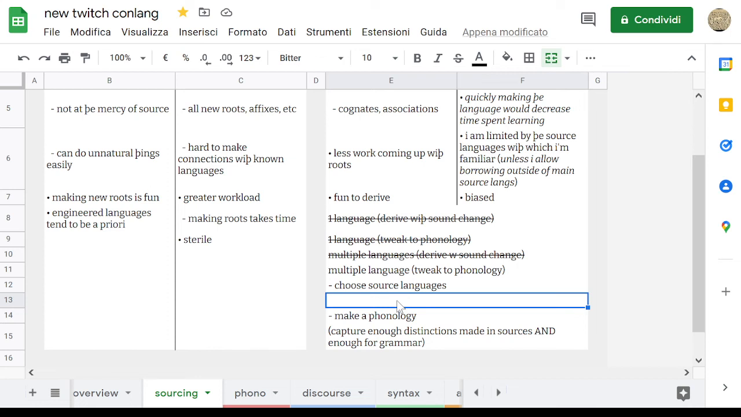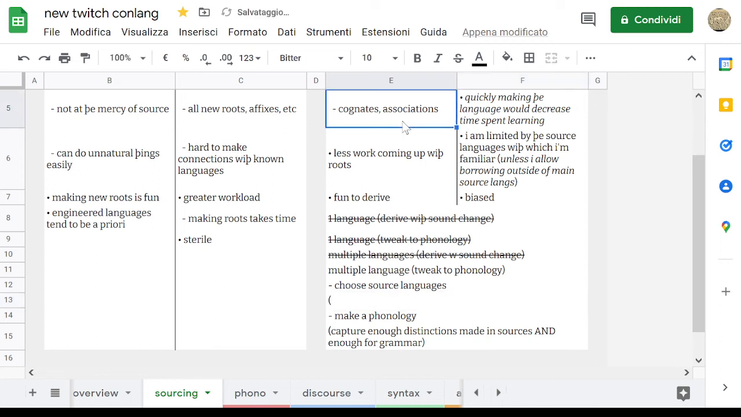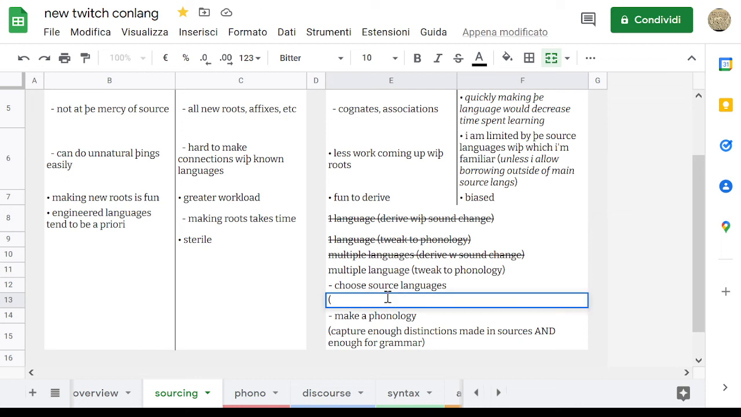Now with source languages, I need to choose languages either that I'm familiar with or that I want to learn, because the process of me making this language can also be the process of me making associations between the concepts I'm using and the words in the language. So I don't have to be super familiar with the language. I just need to be familiar enough that I can learn it and use it.